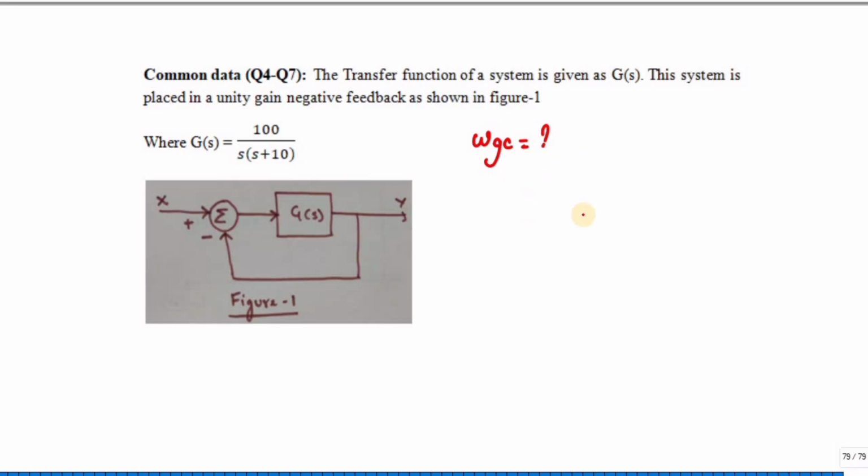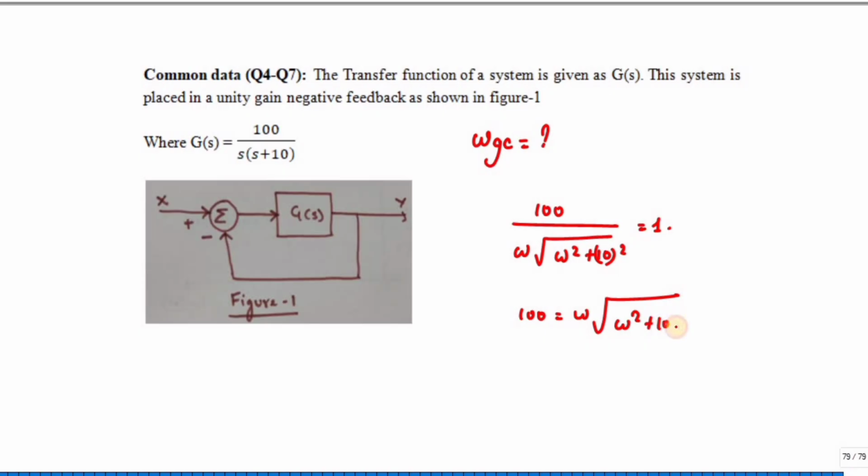So the first question is: the transfer function of the system is given, that is G of S, and we are asked to find the gain crossover frequency. It is a unity gain feedback, so H of S is equal to 1. So G of S into H of S, I can write as G of S. In terms of S, I'm going to substitute j omega and take the modulus. So I will get 100 divided by omega root of omega square plus 10 square, that is equal to 1. If I equate, I will get the value of omega, right?